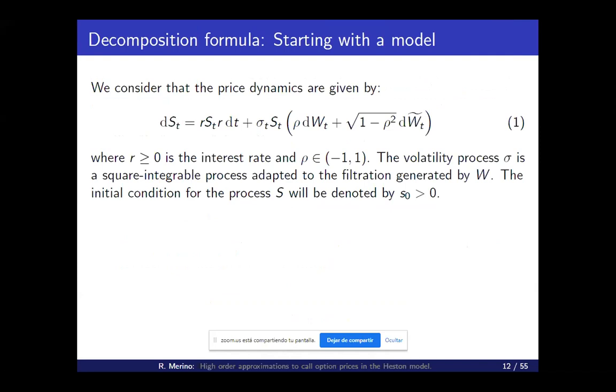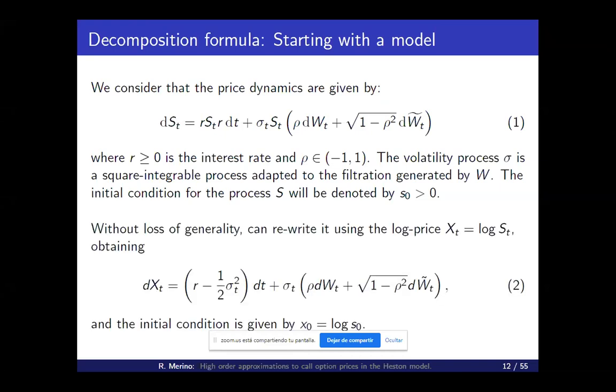So we are going to consider a very general price dynamics. That is equation number one, where r is the interest rate, rho is the correlation, and the volatility process is going to be driven by a Brownian motion W^B. Of course, if we have this type of model, without losing any generality, we can rewrite it using the log price, which in this case is going to be useful to make the calculus a little bit simpler. It has its drawbacks, but in general, one of the good things is that when we work with log prices, the derivatives are a little bit easier to calculate.